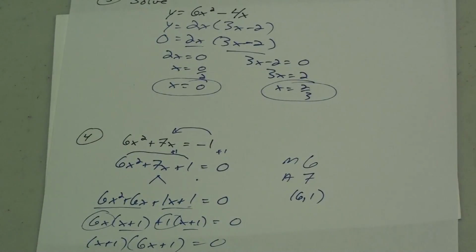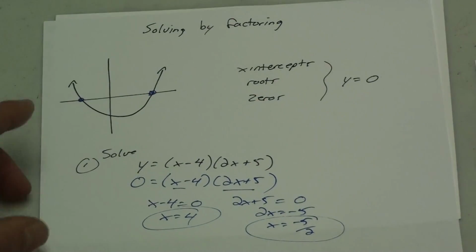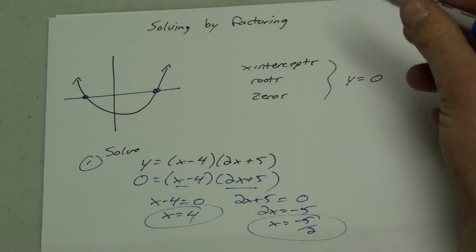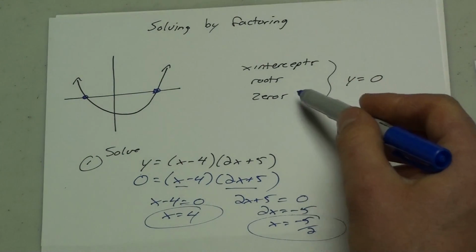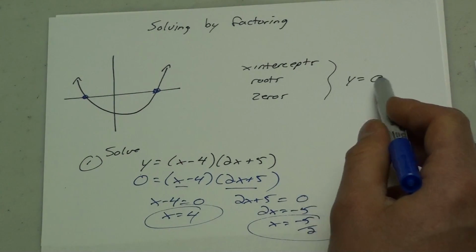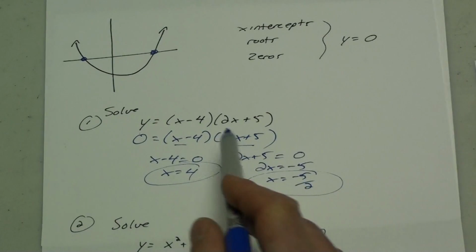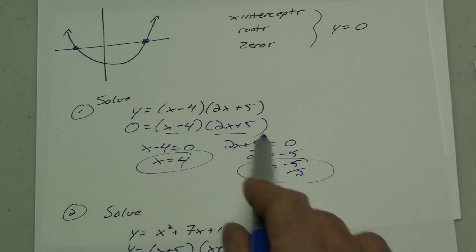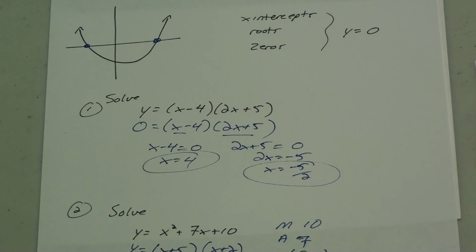So this is a short lesson on how to solve a quadratic by factoring. When I say solve, I'm trying to find the x-intercepts, which are also known as the roots and zeros. And I do so by making my y value equal to 0, factoring, and then taking each one of my factors and making them equal to 0 separately and solving.